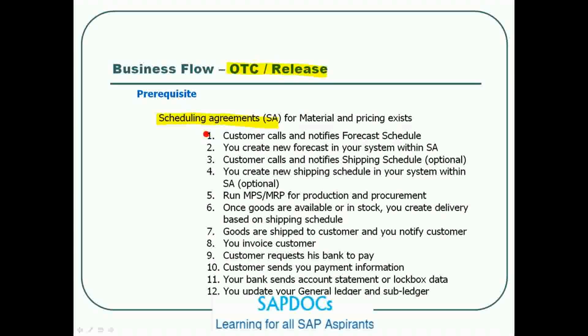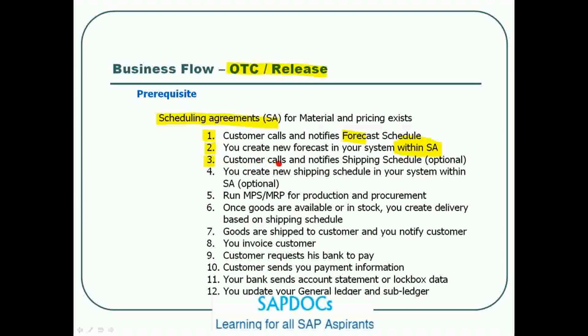So let's start the process. Number 1, the customer calls and notifies about the forecast or the requirement that he's going to require over a certain time frame. Number 2, you create the forecast in your system within the agreement. So it has to be done within the agreement.